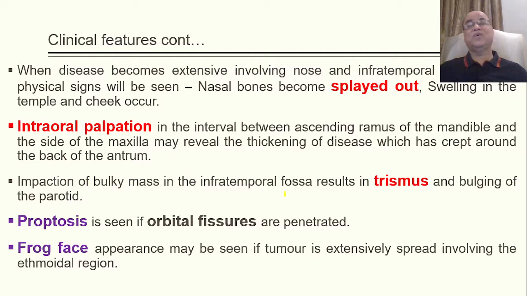If the tumor has gone into the infratemporal fossa, the muscles of mastication may be involved, leading to trismus. Proptosis if orbital fissures are involved, and if the ethmoid region is involved, then the patient may have what we call a frog face, in which there will be telecanthus.